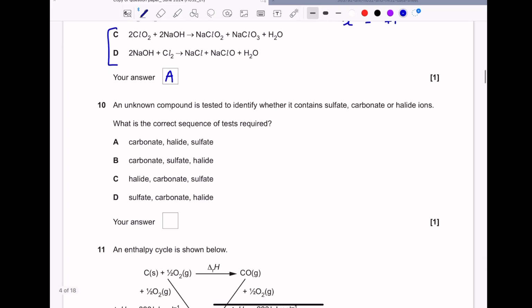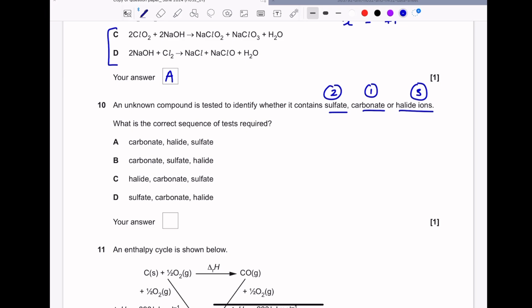Question 10 is an unknown compound is tested to identify whether it contains sulfate, carbonate, or halide ions. Which is the correct sequence of tests required? So the correct sequence would be carbonate first, second is sulfate, third is the halide ions. Reason being, for carbonates, we're not looking for any precipitates, we're just looking for a gas, carbon dioxide gas that you can bubble through lime water and then that turns cloudy.